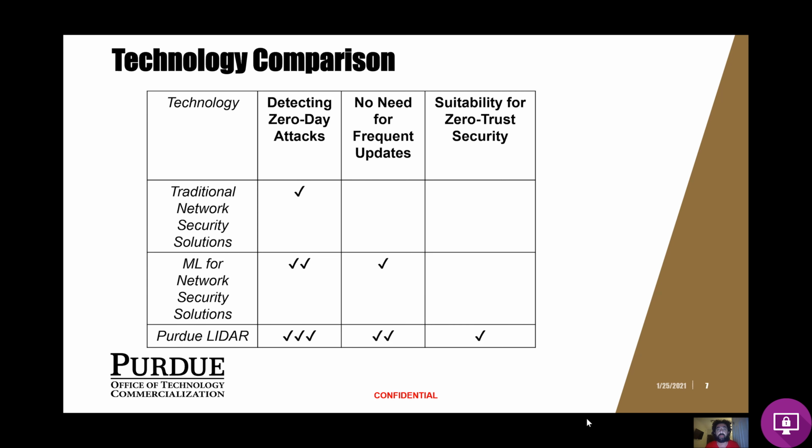And the last is the suitability for zero trust security, because here we can afford zero trust, which means that you don't have trust even for the legitimate users, because we can build trust through predictability. So we can build profiles for users through the lifelong learning based machine learning models. They can learn to build profiles for users. So it fits perfectly in the emerging market of zero trust security solutions.